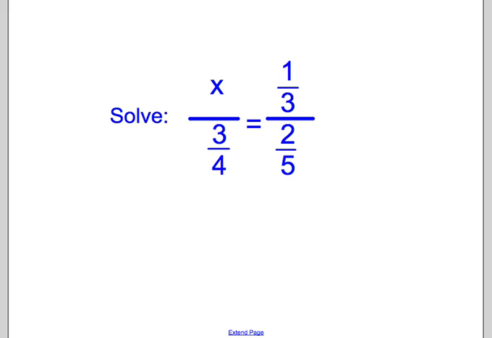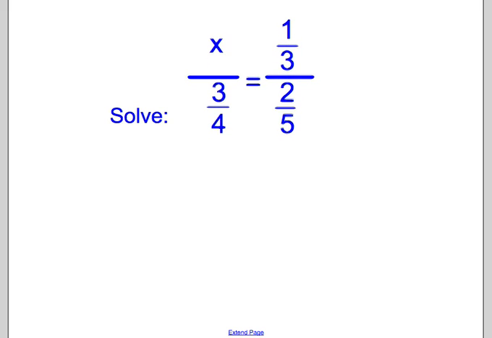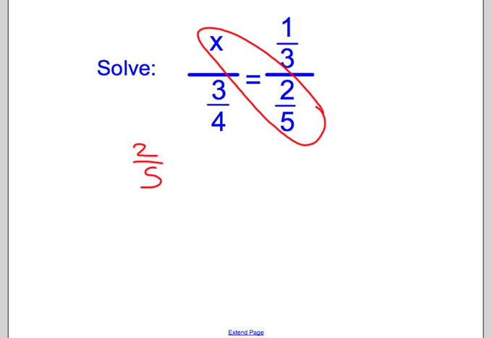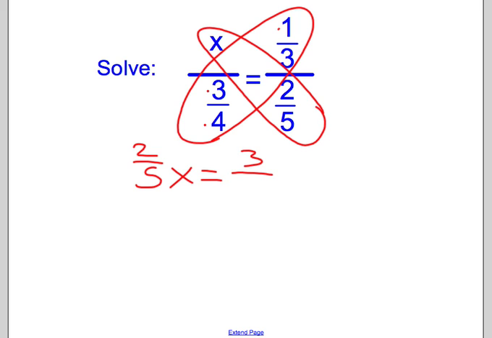Okay, we can start by moving this up a little bit. Give me some room here. Cross multiply or cross products. So I'm going to take 2/5 x, and that's going to be equal to this product. So I'm taking my top, or my numerators. 3 times 1 is 3. Denominator, 4 times 3 is 12.